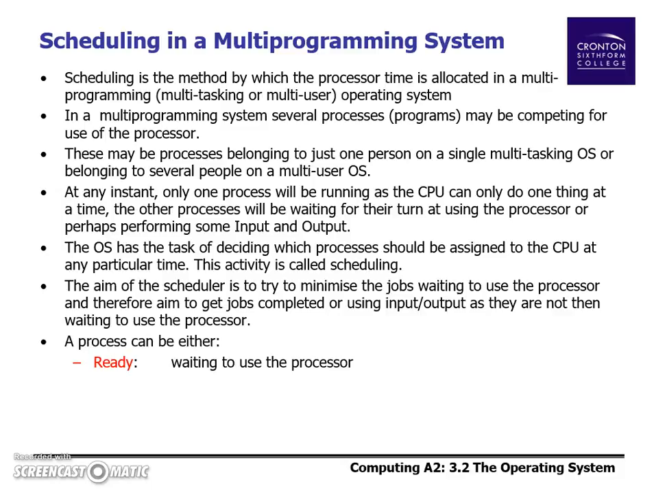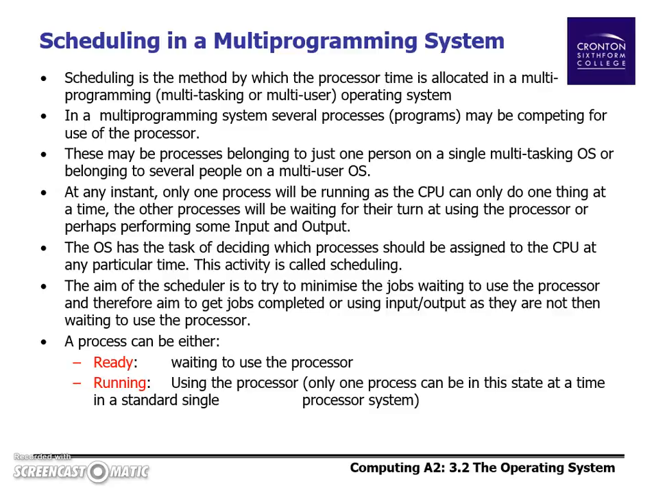A process can be either ready, waiting to use the processor, or running, using the processor. Only one process can be in this state at a time in a standard single processor system.